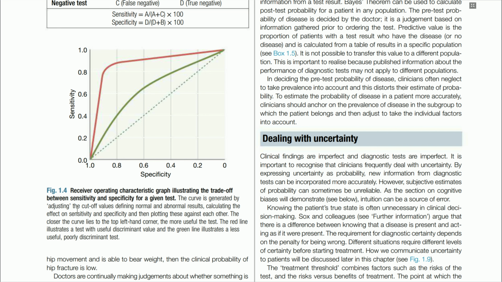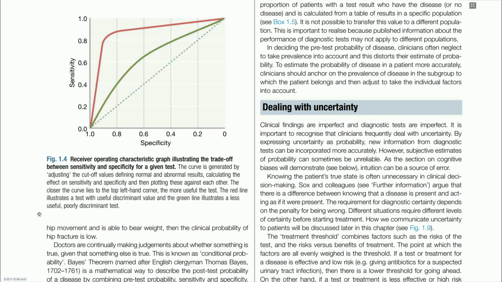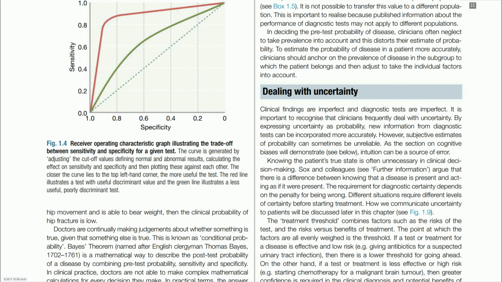test. Hip movement and is able to bear weight, then the clinical probability of hip fracture is low. Doctors are continually making judgments about whether something is true given that something else is true. This is known as conditional probability. Bayes' theorem, named after English clergyman Thomas Bayes, 1702 to 1761, is a mathematical way to describe the post-test probability of a disease by combining pre-test probability, sensitivity, and specificity.